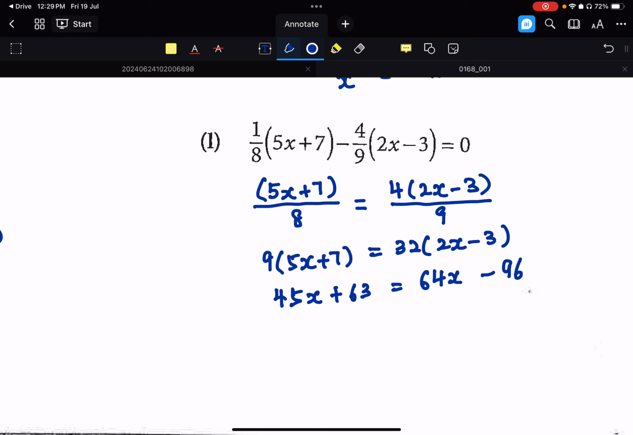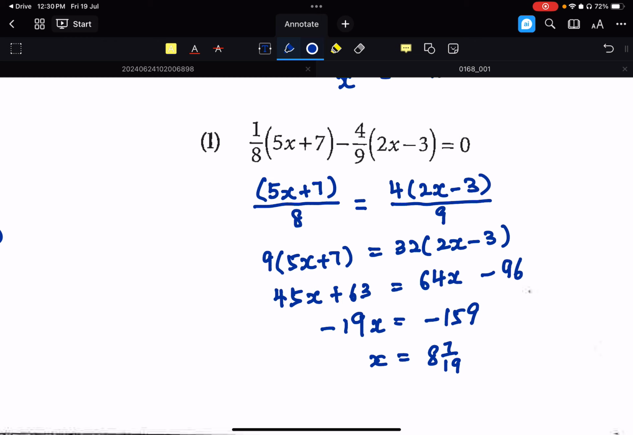So this will give me 45x plus 63 equals to 64x minus 96. Putting them together, 45 minus 64, negative 19x equals to, well, we have 96 and 63, negative 159. So x will be equals to 8 and 7 over 19. Okay, looks like there's no way to simplify it.